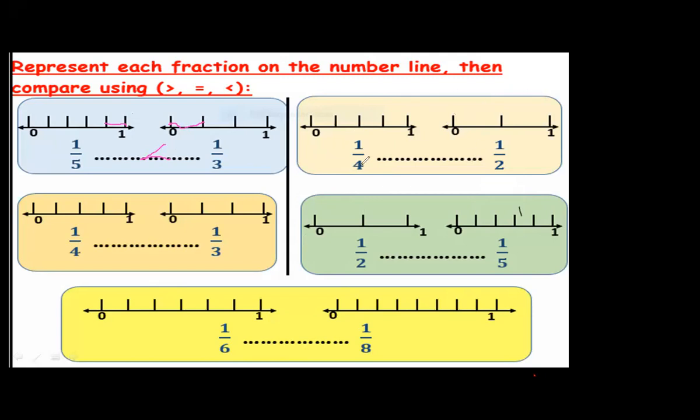Omar Ahmed, go ahead, Omar. We have 1/4 and 1/2. Which is the bigger? Omar Ahmed is not with us. Okay, Aysel Hossam, go ahead, Aysel. 1/4, 1/2. 1/2. Then, Omar, 1/4 and 1/3. 1/3. Excellent.